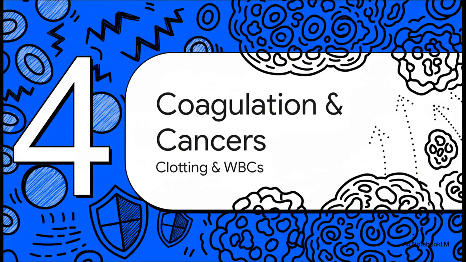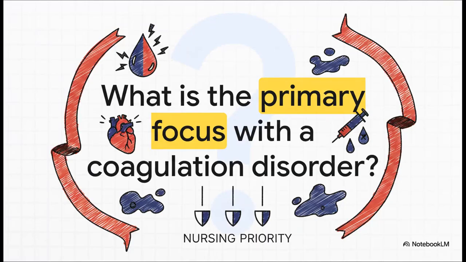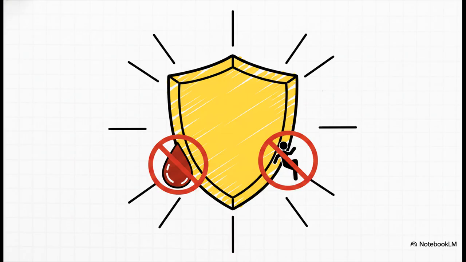Section 4. Coagulation and blood cancers, clotting and WBCs. All right, let's dive into clotting mechanisms and white blood cell disorders. Smack in the middle of your study guide is this absolutely critical question. No matter what specific clotting abnormality your patient has, whether it's thrombocytopenia or they're just on heavy blood thinners, you have to know your fundamental overarching nursing priority. And the answer is simple, direct, and vital. Prevent hemorrhage and injury at all costs. This is the ultimate guiding principle for every single intervention we're about to cover.